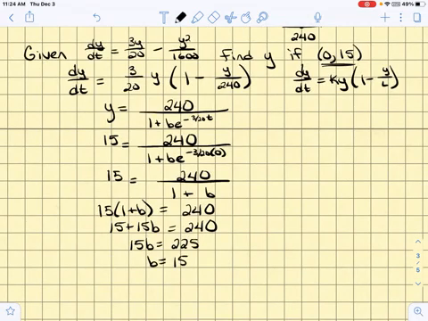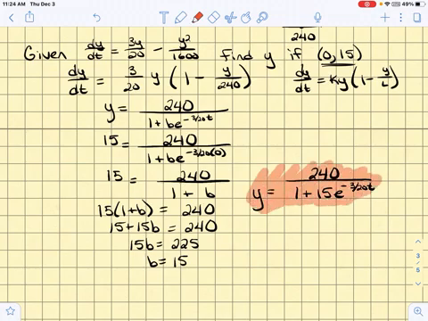All right, now I have enough information. I can write the logistic equation for this differential equation. I have 240 as my carrying capacity. I just found b to be 15, and this is negative 3/20 times t. Now I can find the population at any given time.